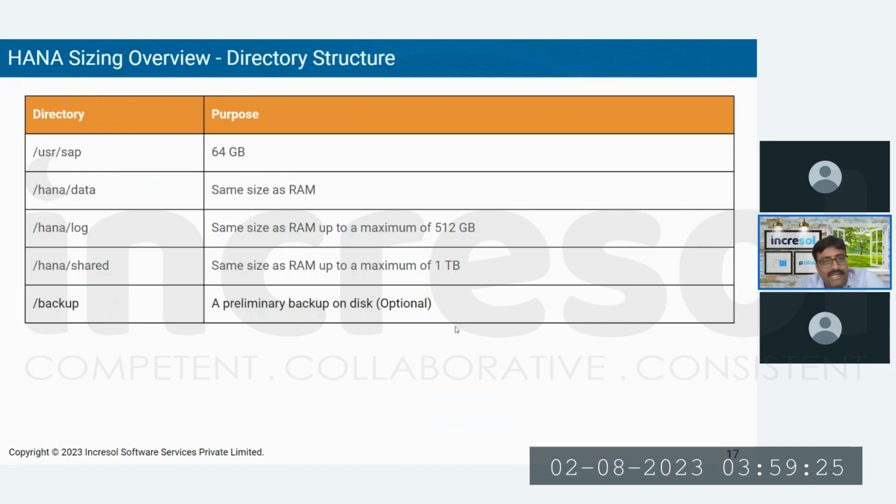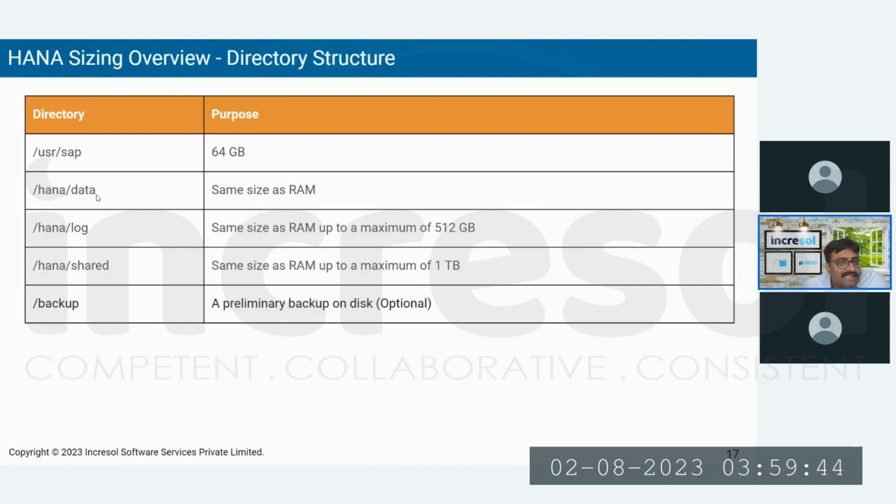Okay, coming to the storage. In terms of directory storage, a typical HANA database installation will involve these four directories: /usr/sap, that's a typical library. Even though 64 GB is mentioned, an even lesser amount would be good enough for this. Around 32 GB can also cater to the need.